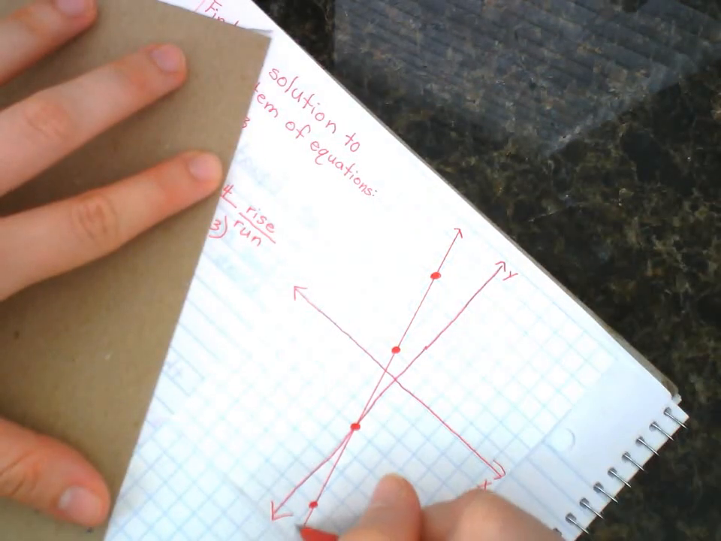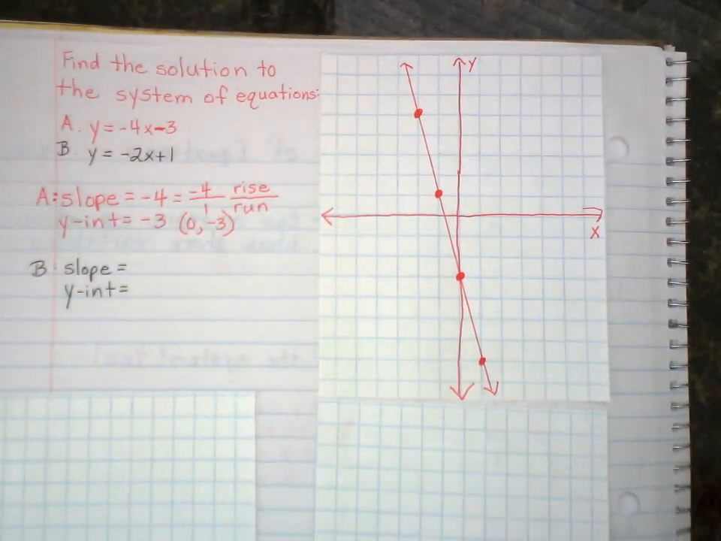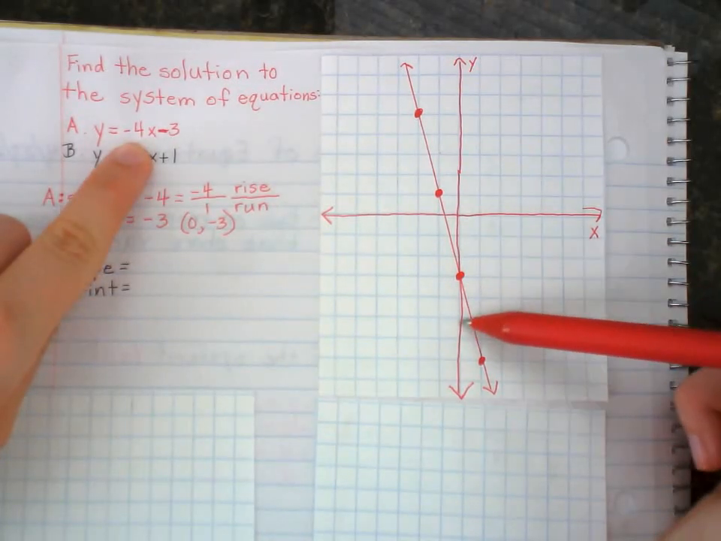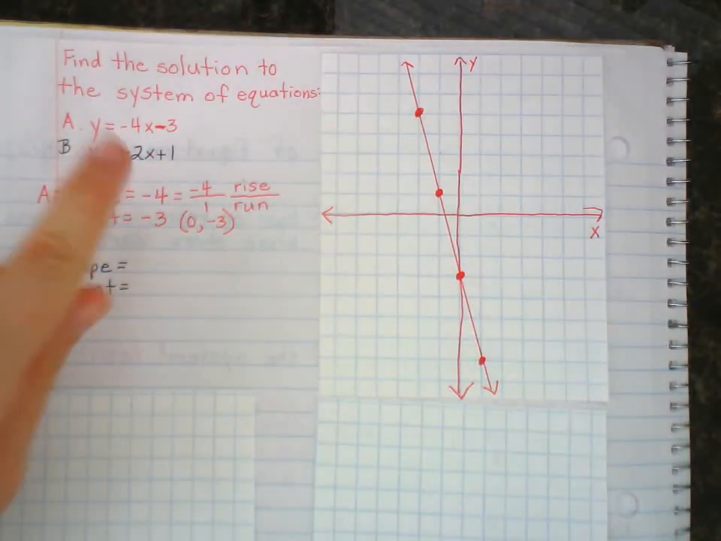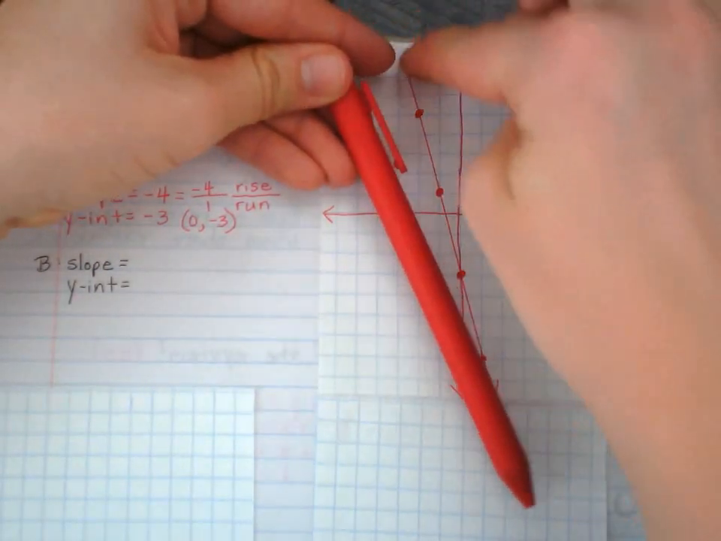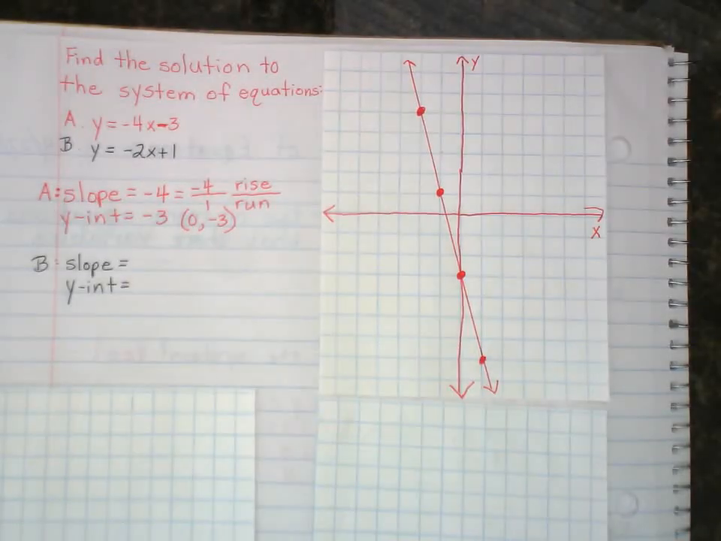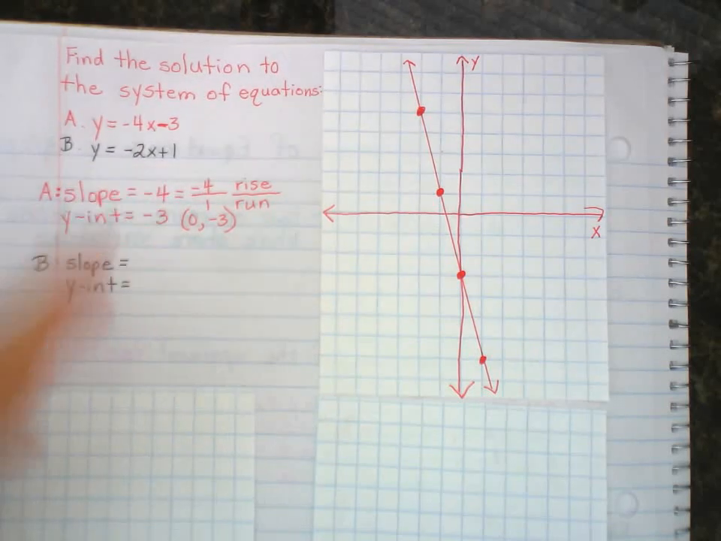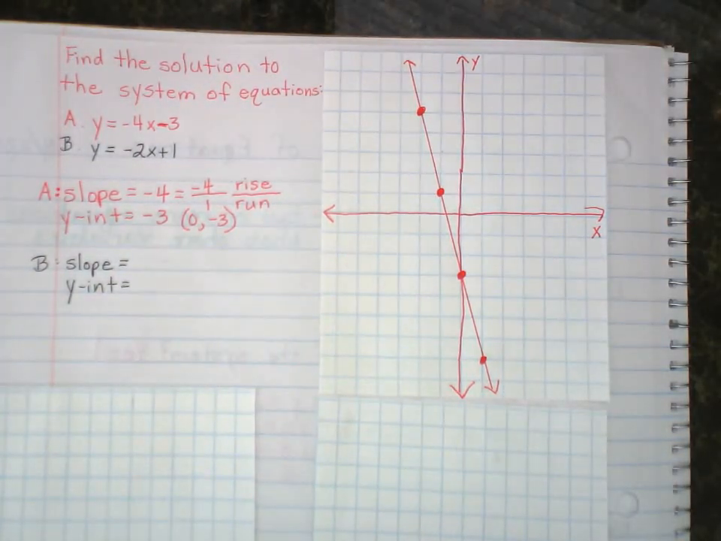So that's how we graph y equals negative 4x minus 3, because our y-intercept is at negative 3 and our slope is down 4, right 1, or up 4, left 1. And we know it's a negative slope because the line is going this way, so you would be running down it, decreasing, so negative. Alright, so now try to figure out what is the slope for y equals negative 2x plus 1 and what is the y-intercept, and then try to graph it on your own.